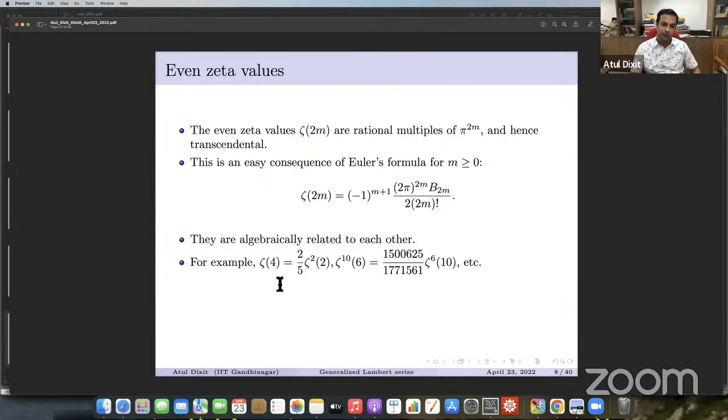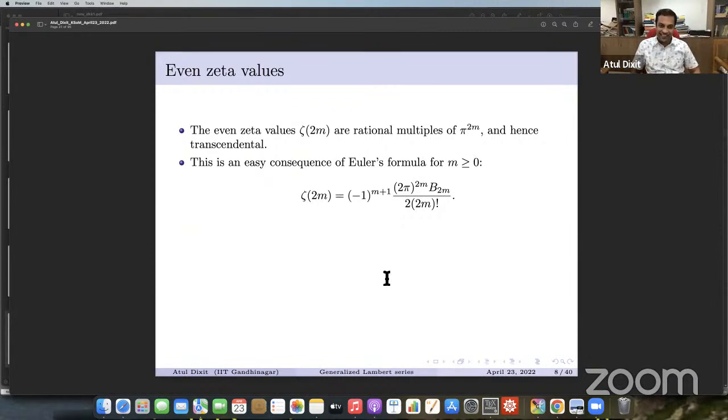Right? Because zeta of 4 would be pi raised to 4 over 90. Zeta of 2 is pi square by 6. So zeta square of 2 will be pi raised to 4 over 36. So you can actually get it in terms of 2 over 5 times zeta square of 2. Similarly, you can have these relations. So all of the even zeta values are algebraically related to each other. We miss this thing narrowly.